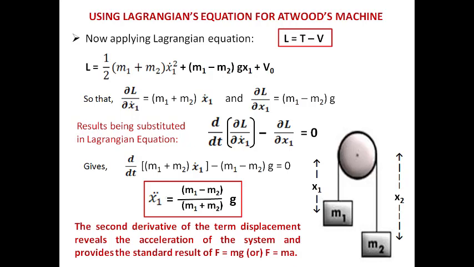So it represents taking the derivative twice: first, d by dt of displacement gives you the velocity. If I take the second derivative, I have the acceleration. So x1 double prime represents the acceleration, whereas the right hand side is m1 minus m2 divided by m1 plus m2 into g. So these equations simply represent F equal to ma. So by using the Lagrangian equation, we found the acceleration of the system. We say m1 minus m2 divided by m1 plus m2 represents the reduced mass of the system. So this is the solution of Atwood's machine by using the Lagrangian equation.